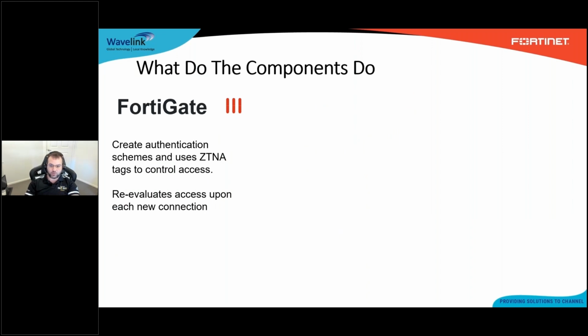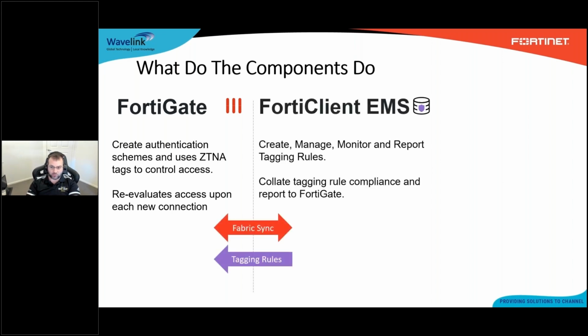So there's a few different components. The FortiGate is the access proxy that contains all the access rules, authentication schemes, and ZTNA rules created to control access to the protected applications, and is acting as a proxy to enable remote connections. FortiClient EMS is used to create, manage, and monitor tagging rules, as well as being responsible for signing endpoint certificate requests and reporting those certificates, tagging rules, and endpoint compliance status to the FortiGates.